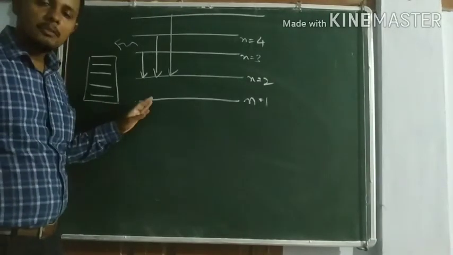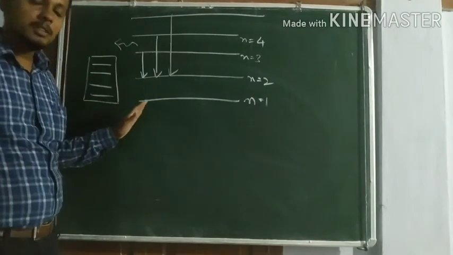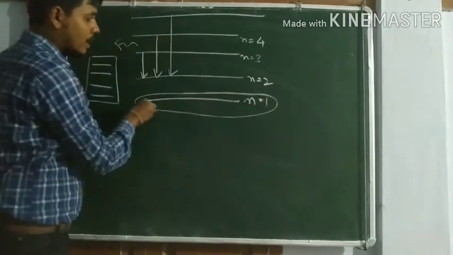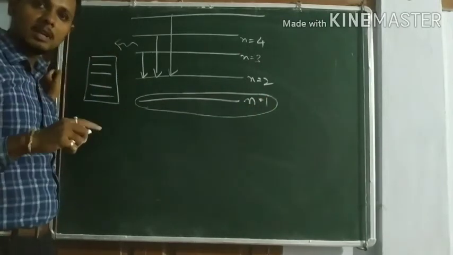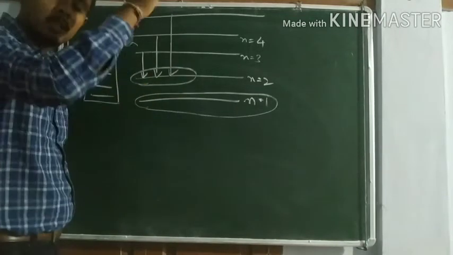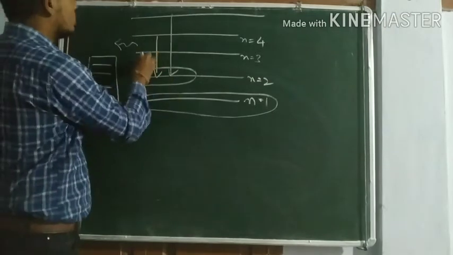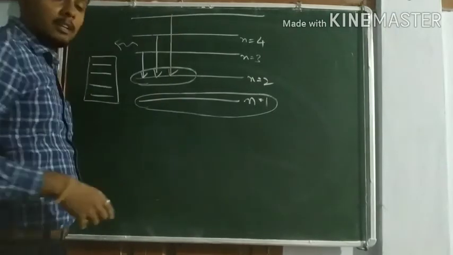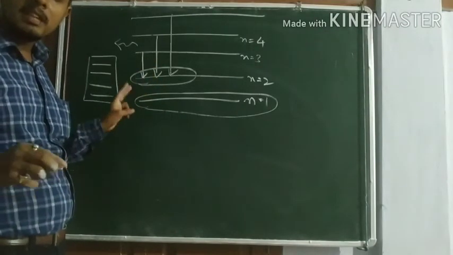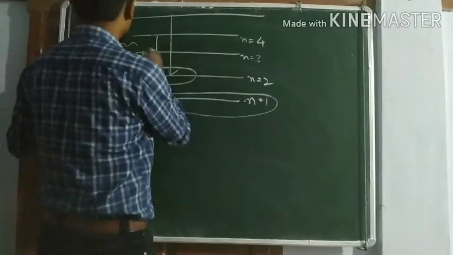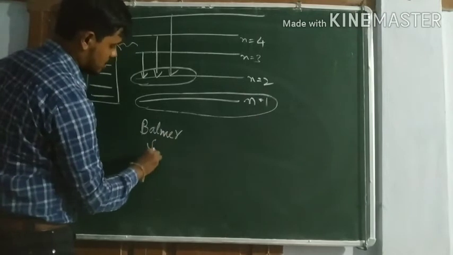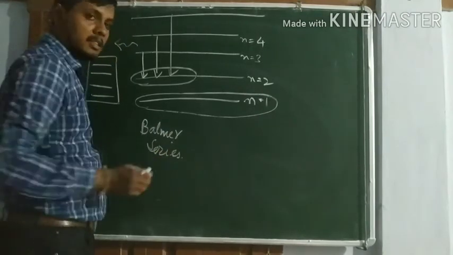We can also have another set of lines in which the electrons, rather than coming to the n equals 1 state, come to the n equals 2 state from higher energy states. From 3 to 2, 4 to 2, 5 to 2. So when we consider the lower level as 2, the series of lines that we get are called the Balmer series. So these lines are called the Balmer series.